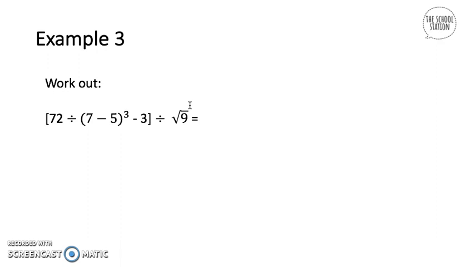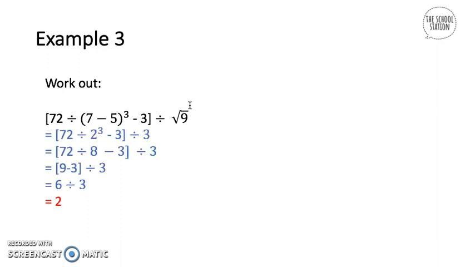Alright guys, so I hope you guys have tried the question, and here is the answer. So first of all, we use the technique of BEDMAS, and BEDMAS is brackets, exponents, division, multiplication, addition and subtraction. So we have to do those according to what comes first. So first of all, we have these brackets over here. So we do 72 divided by 2 to the power of 3 because 7 minus 5 is 2. So 2 to the power of 3 minus 3, divided by 3.